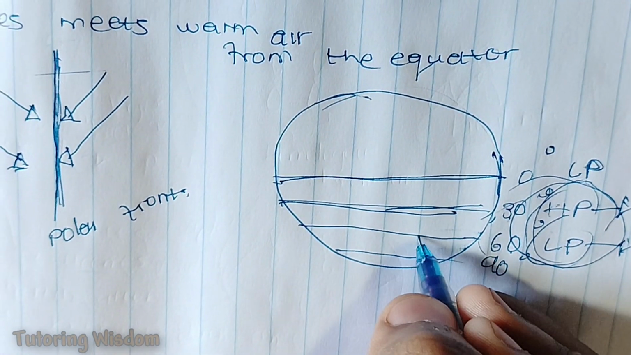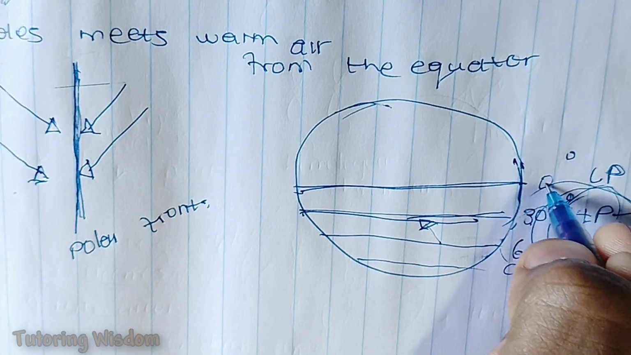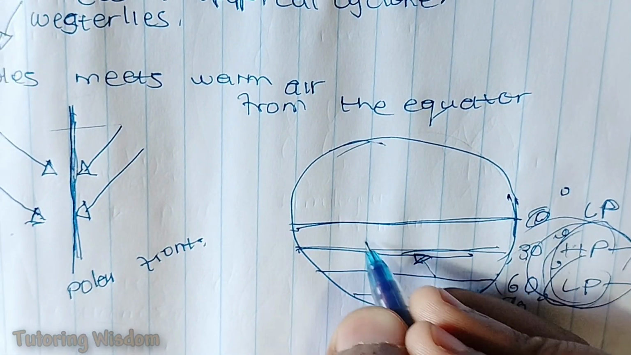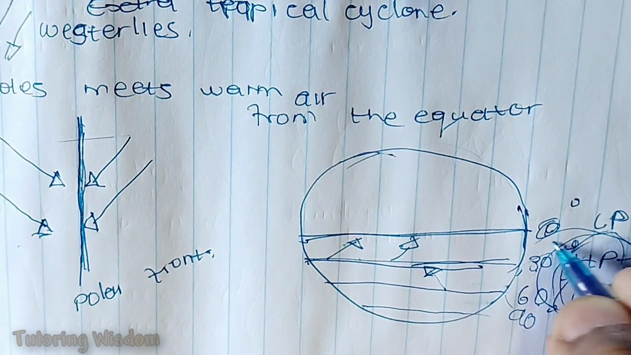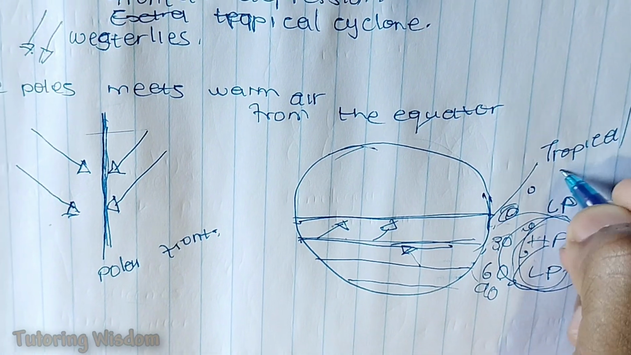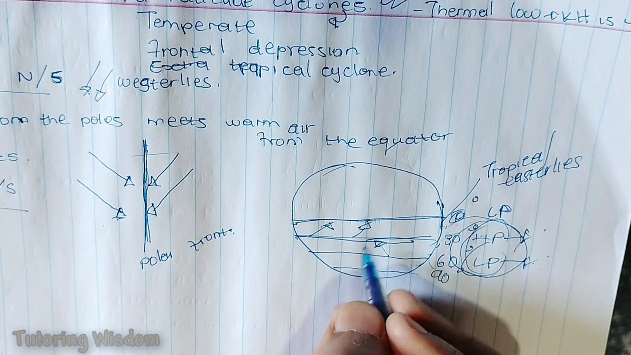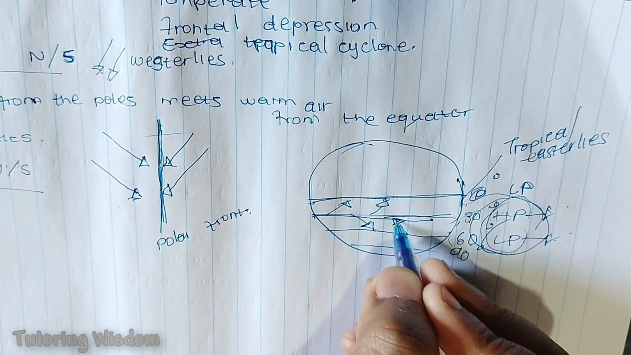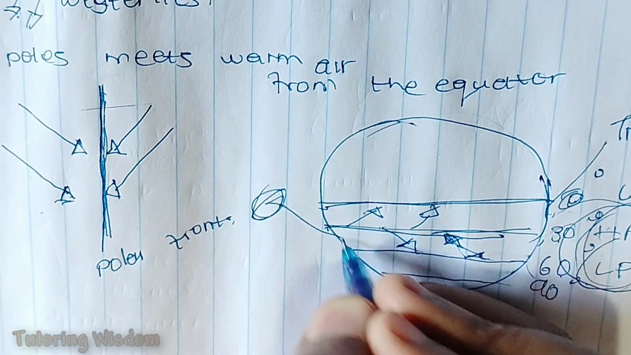Now they are driven by, remember, from 0 to 30 we have your trade winds, which are your tropical easterlies. Now we also have your westerlies. They are driven by your westerly winds.